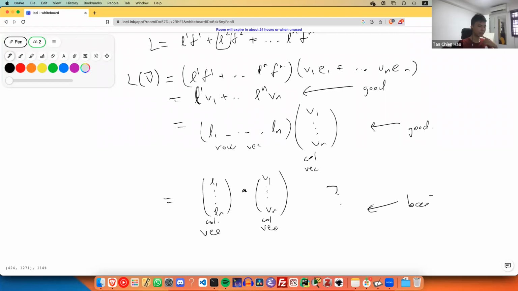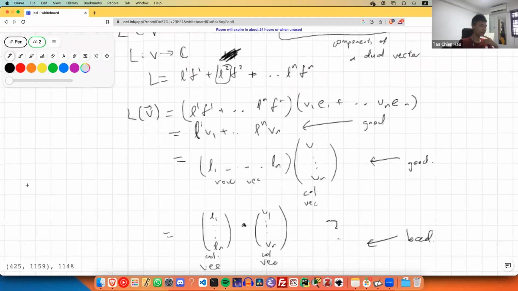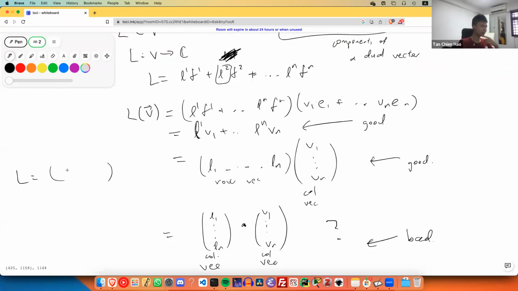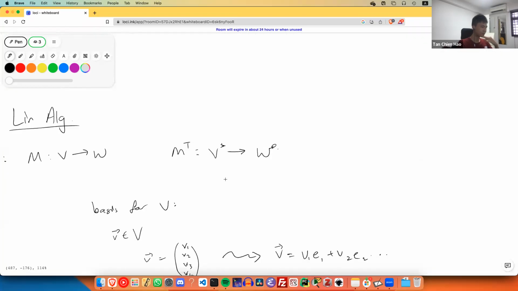I like this because now whenever we have a row of numbers, we can think of L as being represented by a row vector. In some sense, the vector space V, when put in components, is represented by column vectors, and V star is represented by row vectors. That would probably lead us somewhere when we talk about this map M transpose from V star to W star.